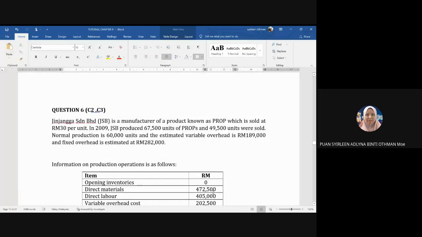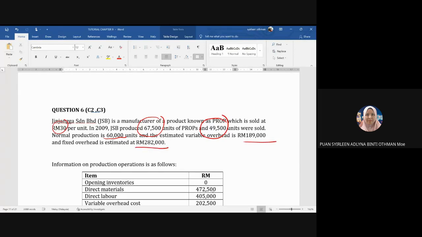Kita tengok soalan 6. Ini harga jual RM30. Ini pun soalan PSPM ya. Okay. So in 2009 dia produce 67,500 units of props. Okay, for 49,500 units were sold. So you ada unit produce dekat sini and ada unit sold. Okay. Dia bagi kamu normal production and dia bagi estimation values untuk fixed and variable.